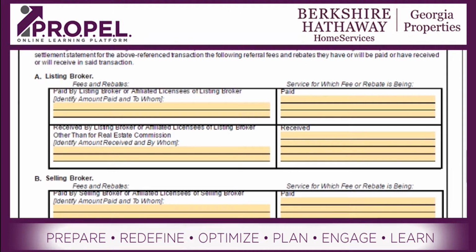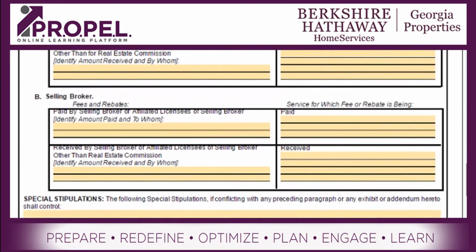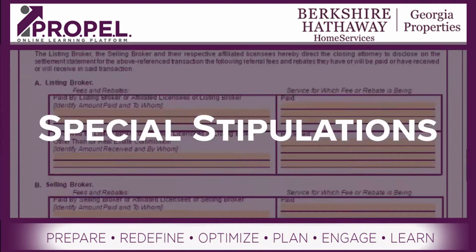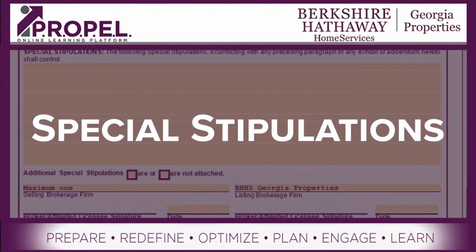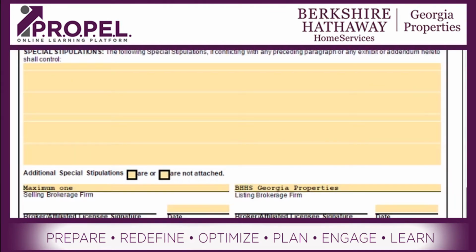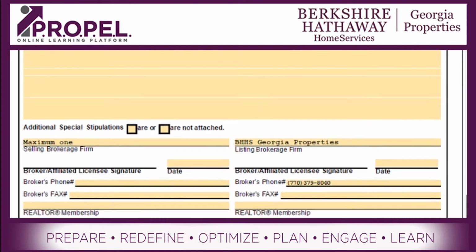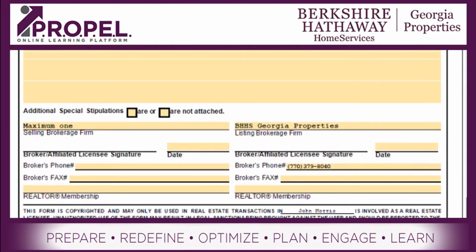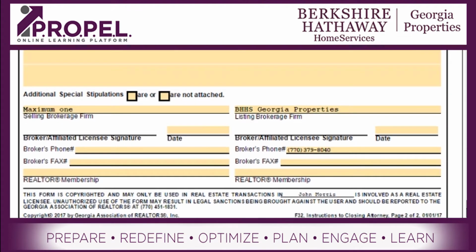But the key thing in this entire form, if you look down below, you'll see steps where you could just explain anything else in detail that you might need to do. And of course you could attach additional pages, and it's a place for the listing broker and the selling broker to sign this. So the key thing is this form describes to the closing attorney who's getting paid what.